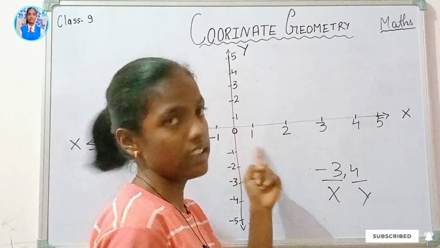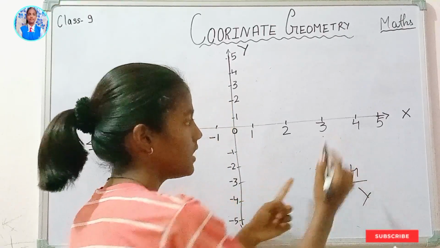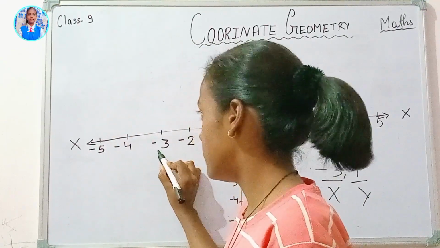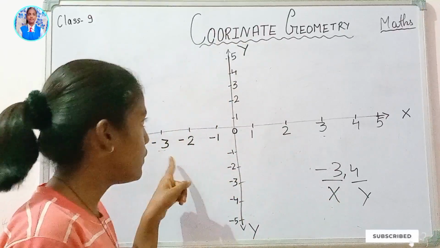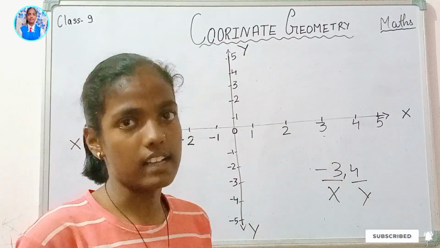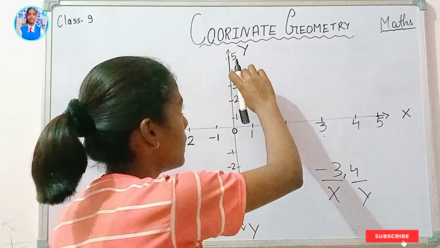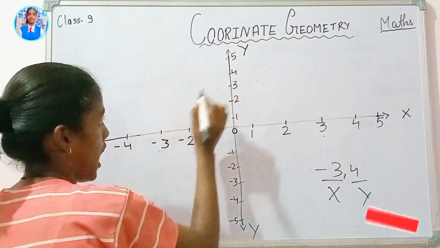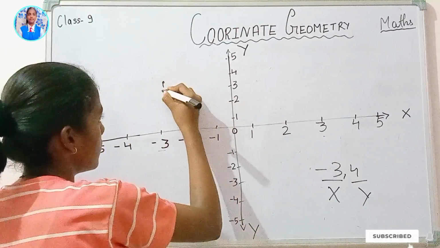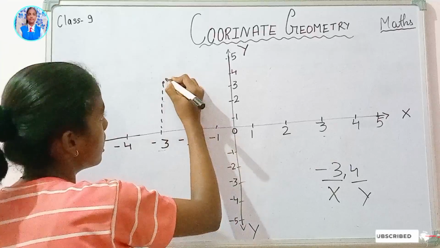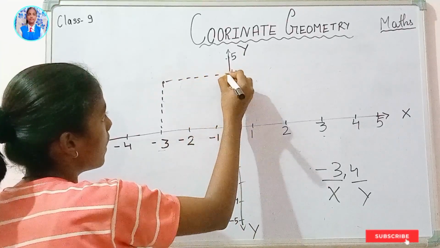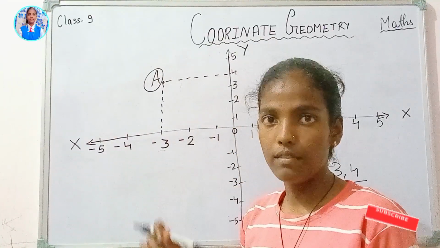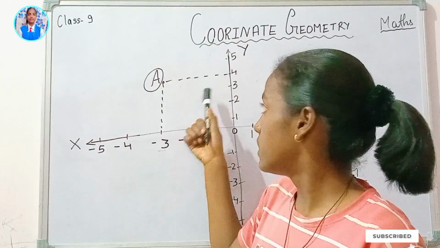Here there is 3, but it isn't positive. We have to take -3. So here is -3. And where is 4? 4 is in the y-axis. So here is 4, and it is positive, so we will take 4. How will we plot it? Name it A. So we have pointed out -3, 4.